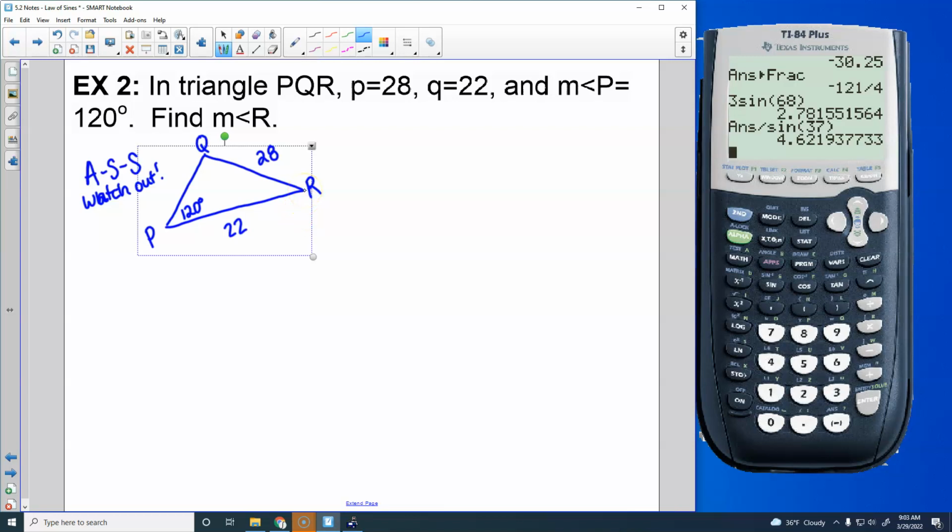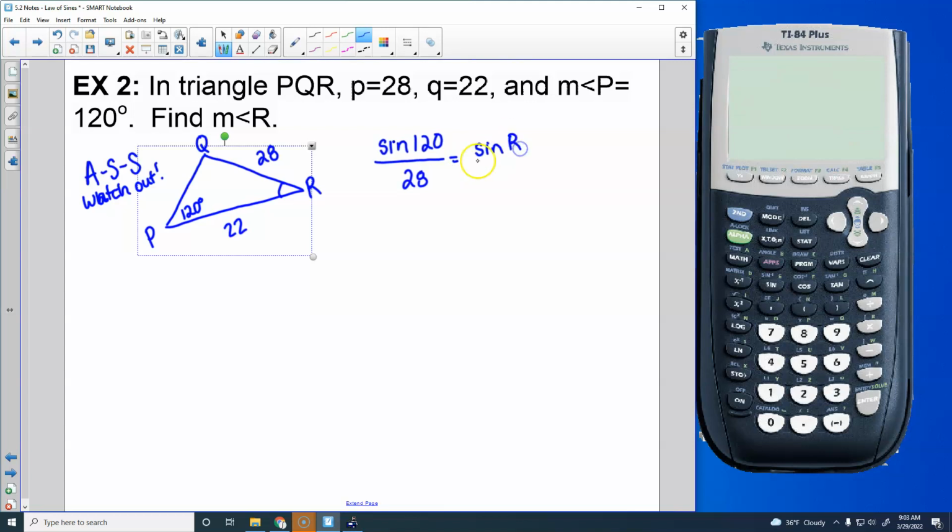For this problem, we need to find measure of angle R. But do we know the length of the side across from R? We do not. So if I set it up with angle R, then I would have, don't necessarily write this down because it's not going to be right, sine of 120 over 28 equals sine capital R over lowercase r. Can I solve that equation when it's got those two variables there? No. So, what do I need to do instead?